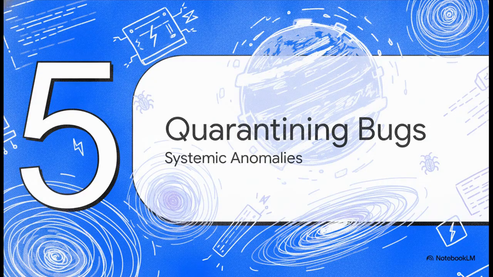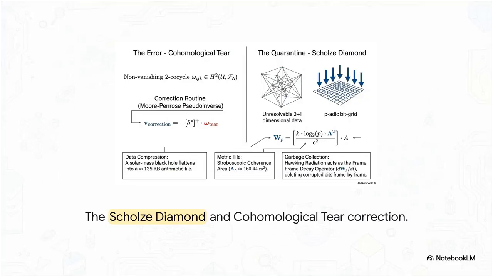Okay, part 5. Quarantining cosmic bugs, because as anyone with a computer knows, sometimes the code glitches. So what happens when the universe's code hits an error? Well, up at layer 5, we might encounter a cohomological tear in the data, an error. But notice how unresolvable data errors, the things that classical physicists would call black holes, are actually treated as Schulze diamonds by this system. To prevent a crash, the universe isolates the corrupted 3D data, flattens it all the way down into a two-dimensional p-adic bit grid, and locks it away in a cryptographic quarantine.